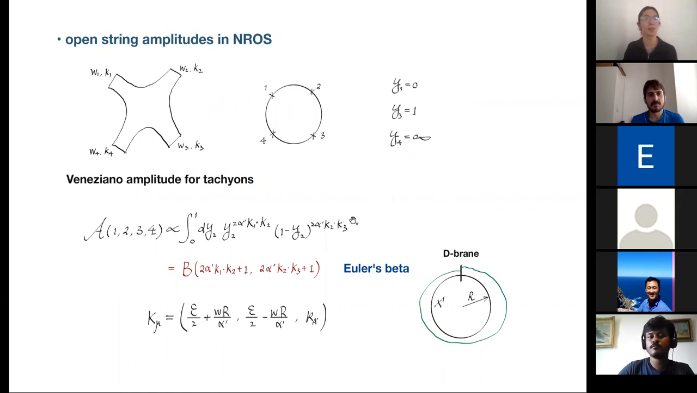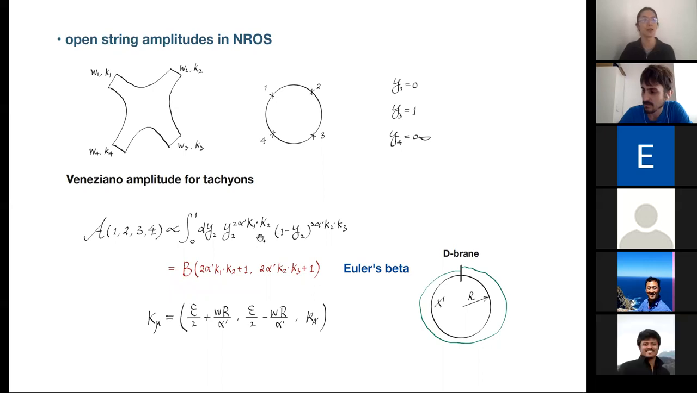We can do exactly the same thing as we did for the closed string amplitudes. And now here we get the Veneziano amplitude for these tachyon vertex operators, but now for open strings. So at the end, you can see this is just the Euler beta function. But again, the difference here in comparison to relativistic string theory is that we now have a different kinematic data.